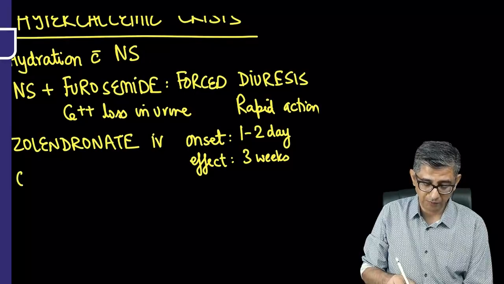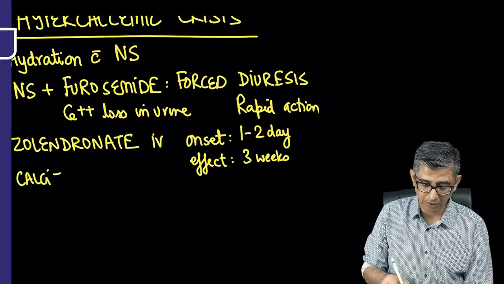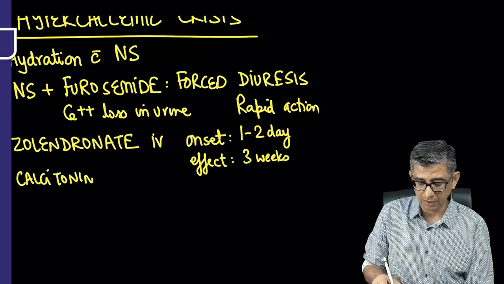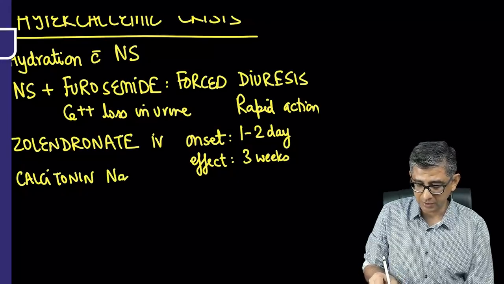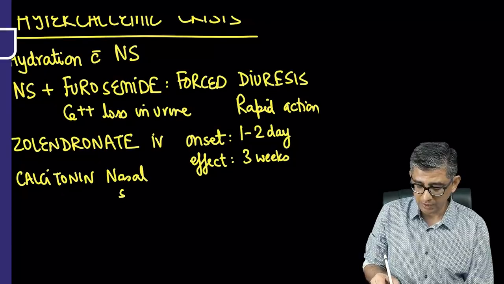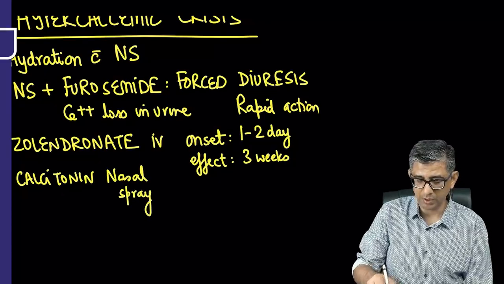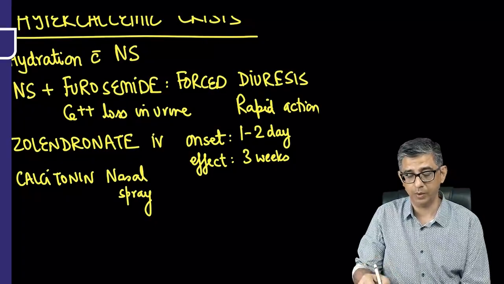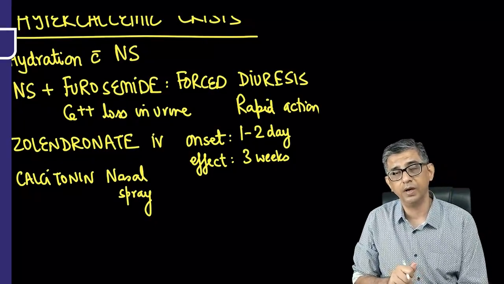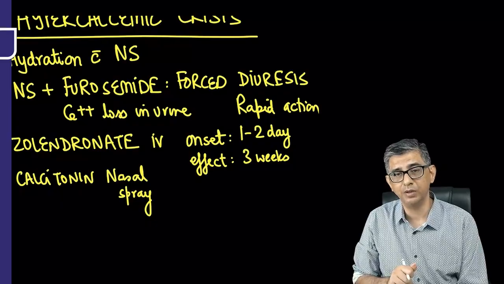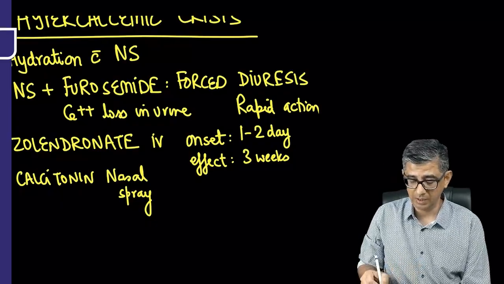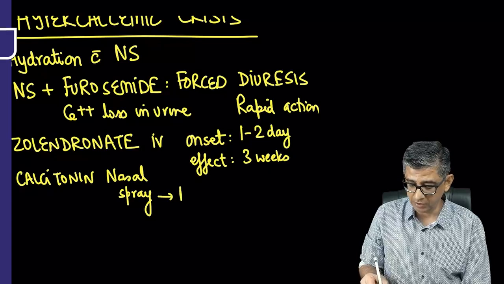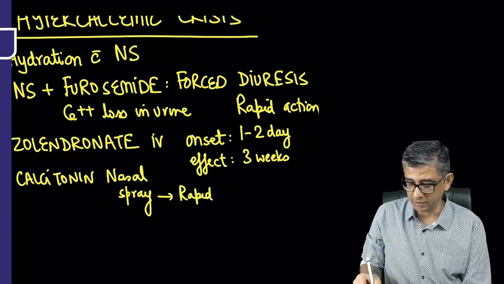Apart from bisphosphonates, what we will also do is give calcitonin nasal spray to the patient. Now, the advantage of calcitonin is that it tends to send calcium into the bones. I would say this is totally opposite of what PTH is doing, and thereby the calcium values in the blood would become relatively lesser. The advantage of calcitonin nasal spray is again rapidity of onset.